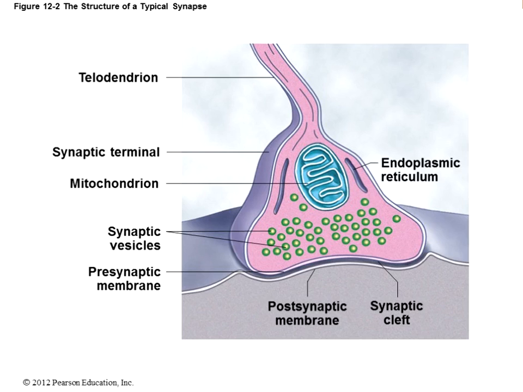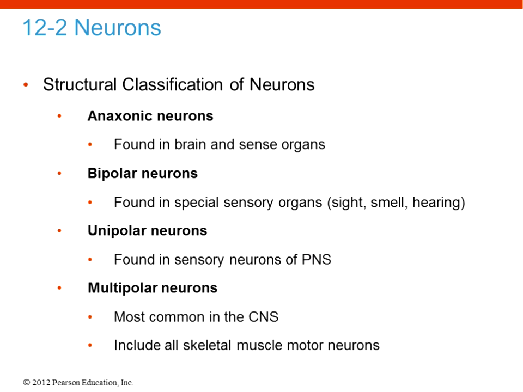And so here's a nice shot where you can see the neuron cell body, the telodendron ending at the synaptic terminal, which has the mitochondria and the synaptic vesicles containing the neurotransmitter, and then here's the postsynaptic target.